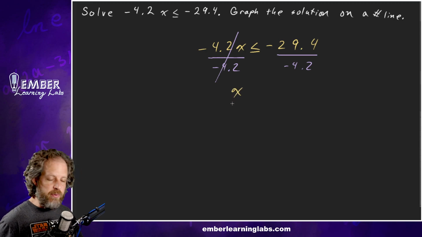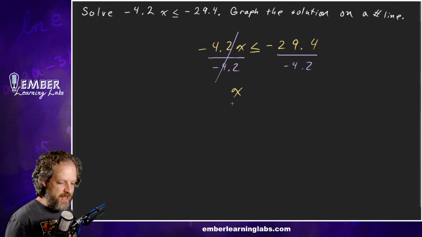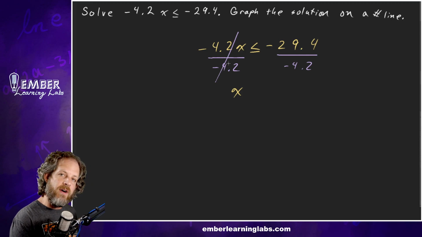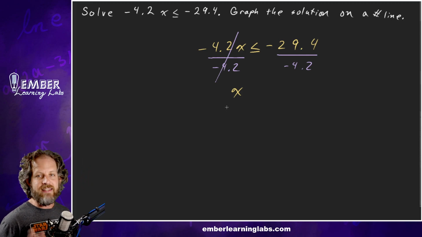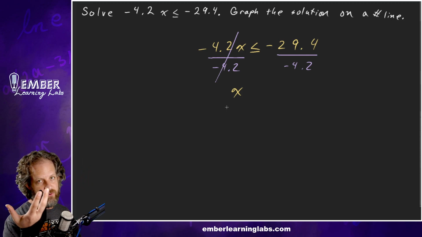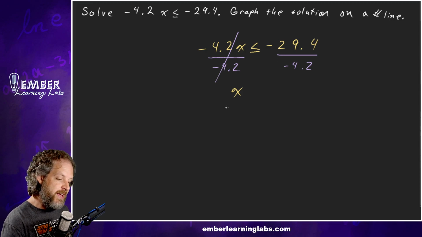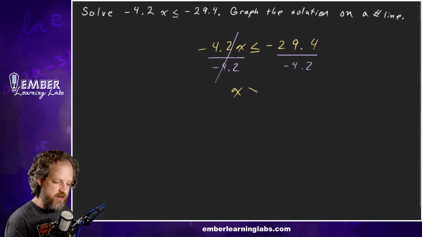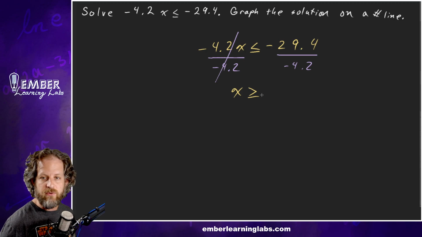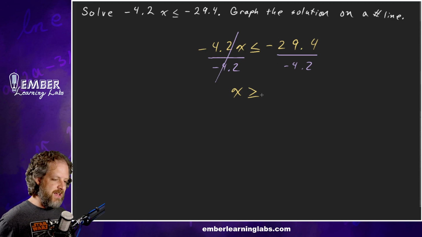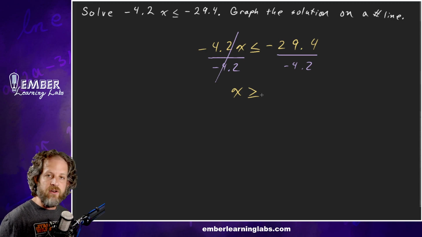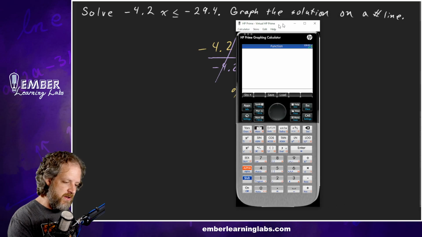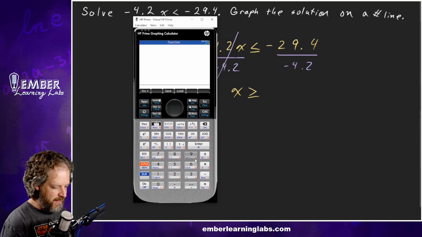Now, this is the part that we need to remember. If we either multiply or divide both sides of an inequality by a negative, it takes that inequality and flips it around, right? So instead of a less than or equal to, this is going to turn into a greater than or equal to. Now, that's a tricky division problem. You may want to do that on the calculator. I would if I were you. So you're going to pull up your calculator.